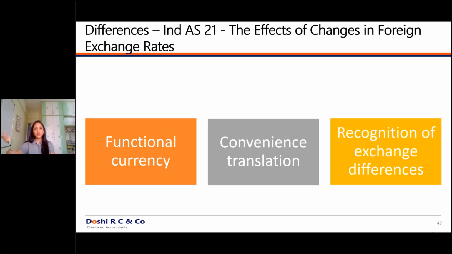and disclose it in the US. Why? Because I'm just giving it for the US users to understand what the financial statements are, and it is for no other purpose. It is just a convenience translation.